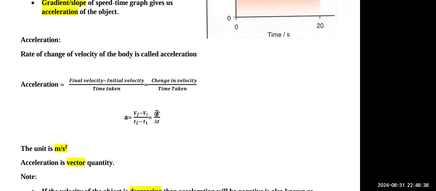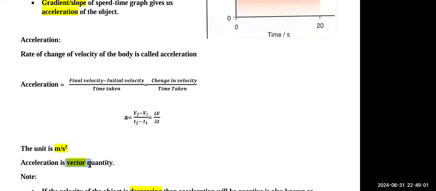Delta, the symbol delta here, represents change. Mostly if you look at the delta symbol in physics, it always represents change in any quantity. So the unit of speed or velocity was meter per second, and this is the time, so it will be meter per second square.